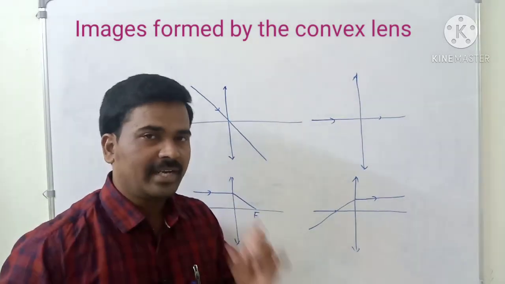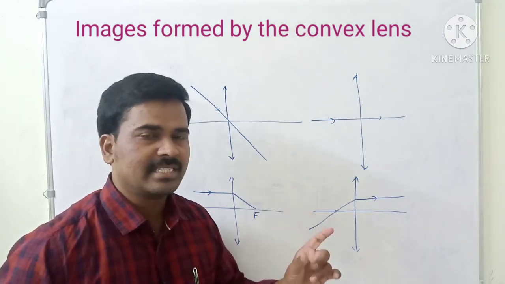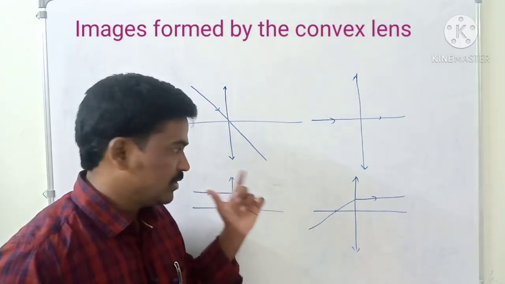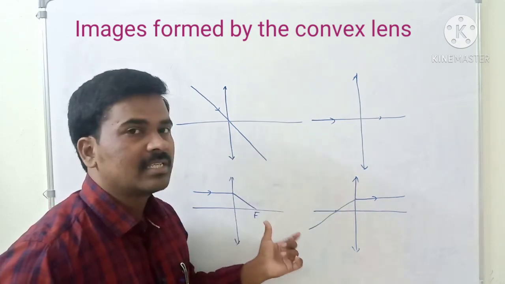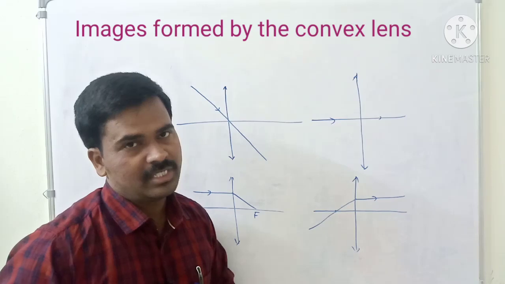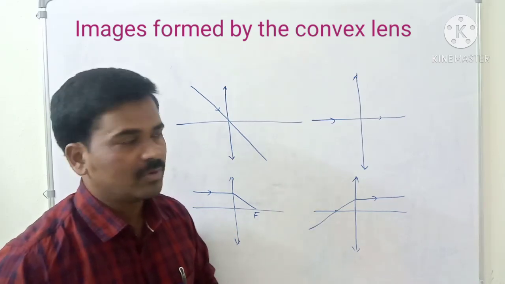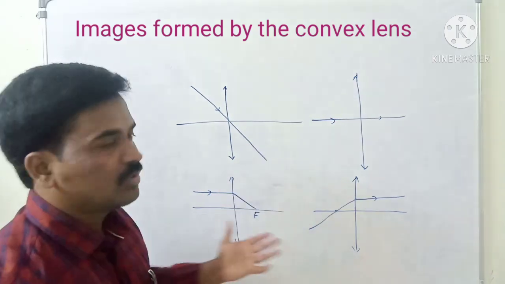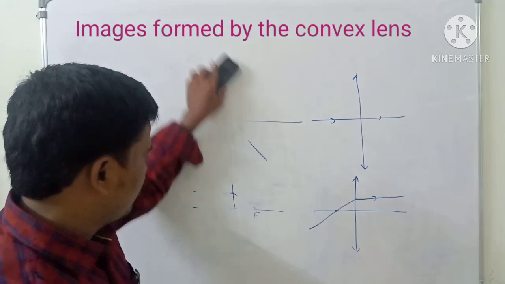To find the position and the size of the image of an object by the lenses, we must use these four rays. But from the four rays we can use only two rays to find out the position of an image of an object. We can use any two rays from these four rays. Let me tell you how we use them.